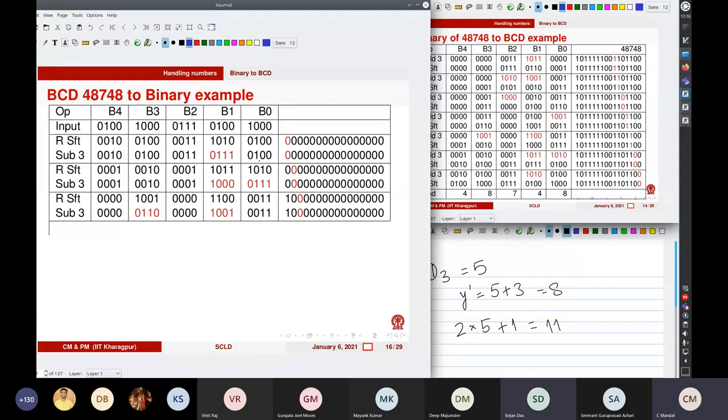Excuse me, sir. Yes. When we started initially, in the input, B3 was 8. So will we not first subtract 3 from there before doing the right shift? Just a minute. So why didn't we do it? One second.